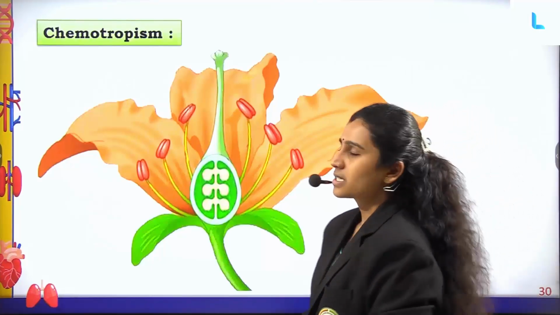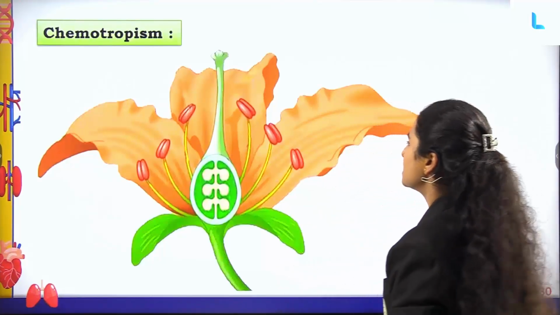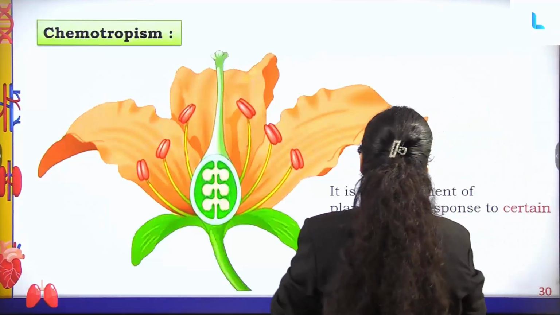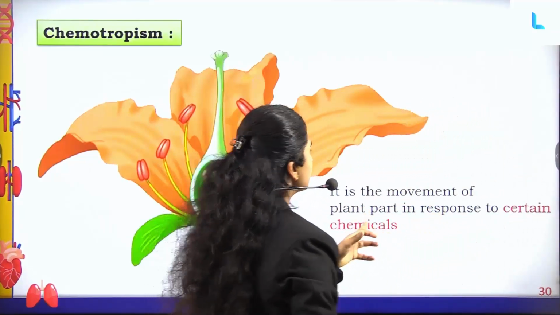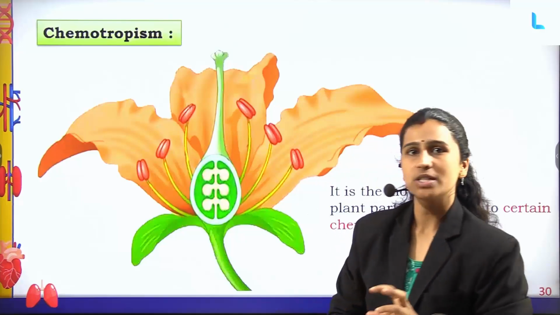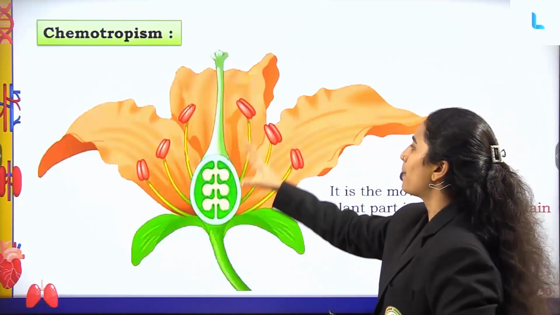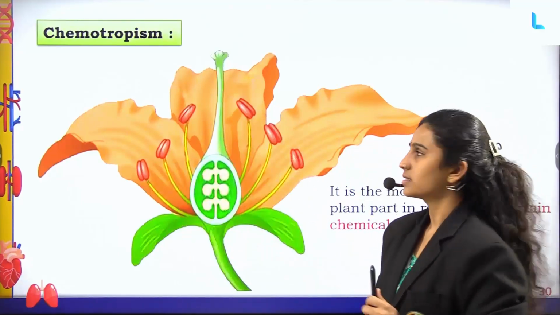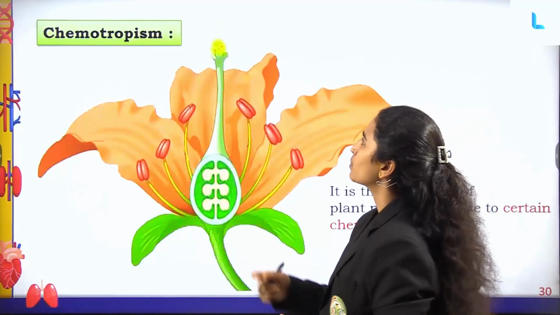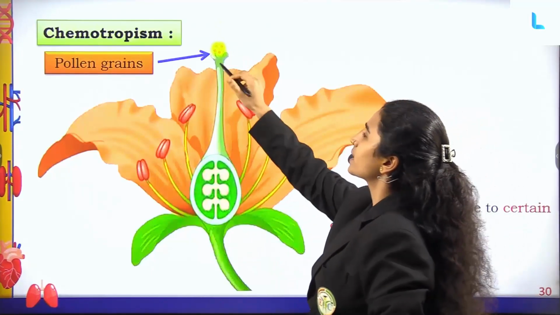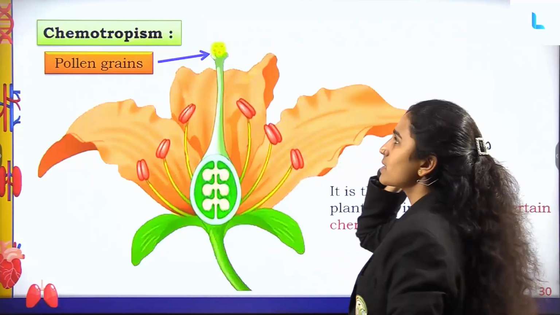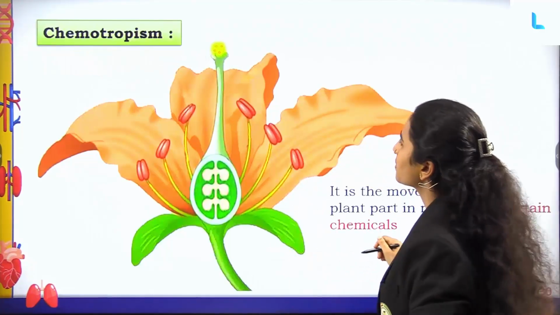Next is chemotropism. So attraction towards chemicals. So it is a movement of plant part in response to certain chemicals. So if there are certain chemicals which are acting as stimuli, then the plant parts are going to respond to the stimulus, that chemicals. So that is chemotropism. You can see here the pollen grains. So they are the ones which are examples for chemotropism.